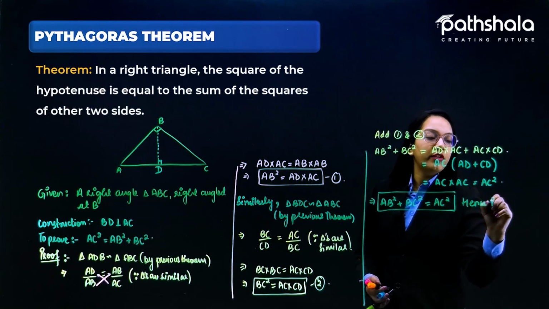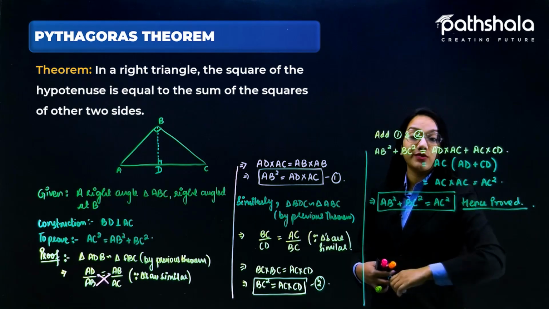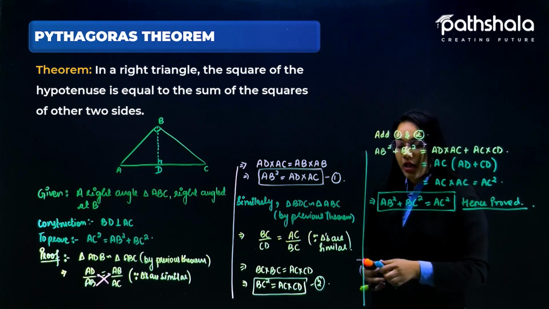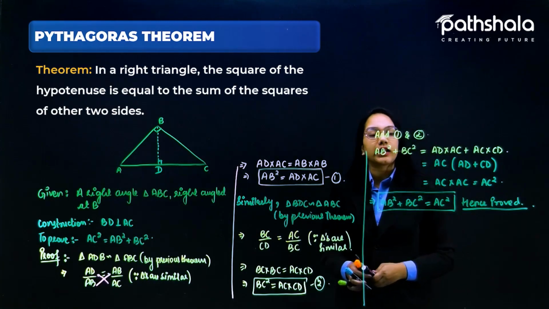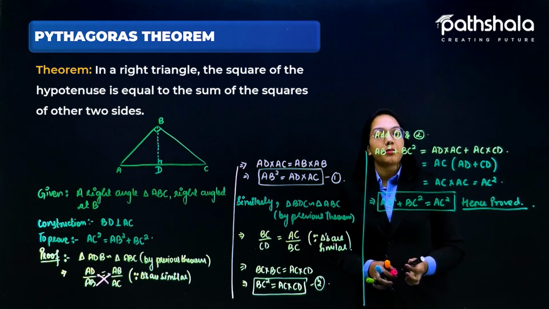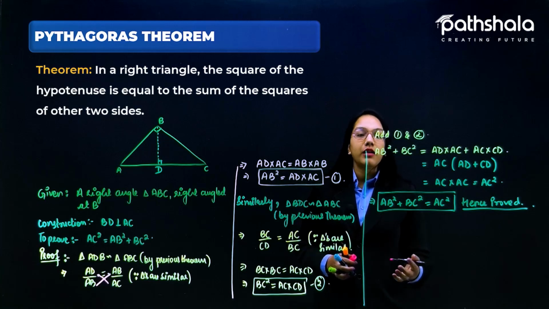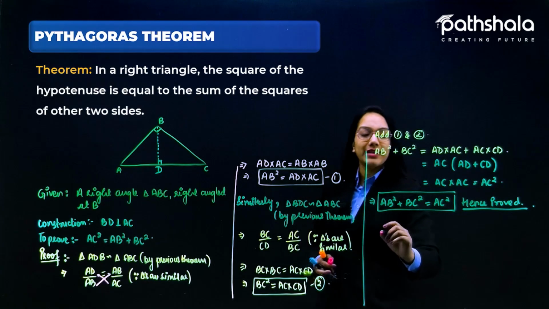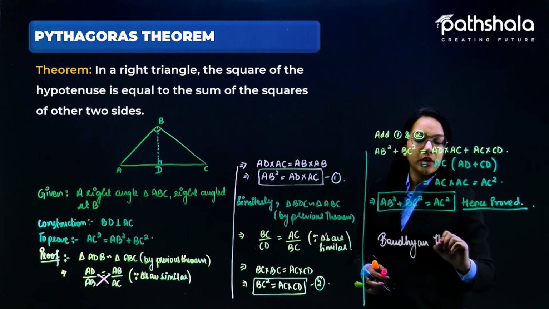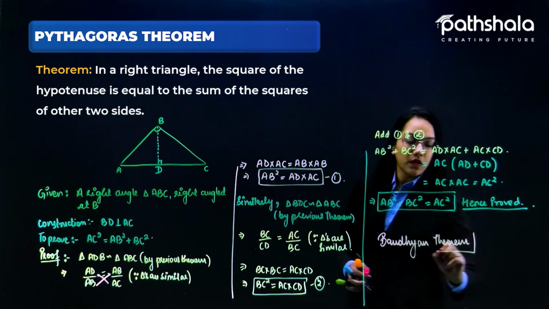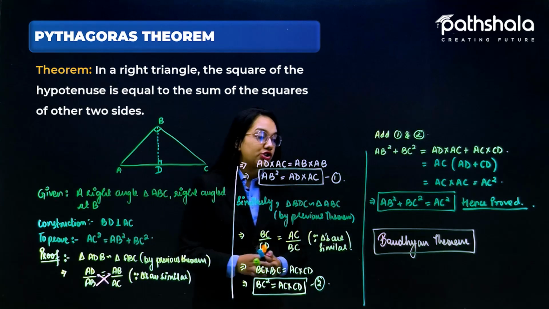So hence proved the theorem that the square of the hypotenuse is equal to the sum of the squares of the other two sides in a right triangle, and this is called the Pythagoras theorem. This theorem was also stated by the great mathematician Bodhian in a different manner. That's why it is also called the Bodhian theorem.